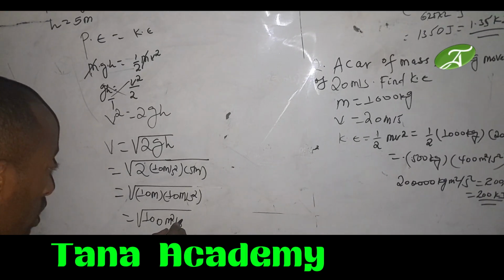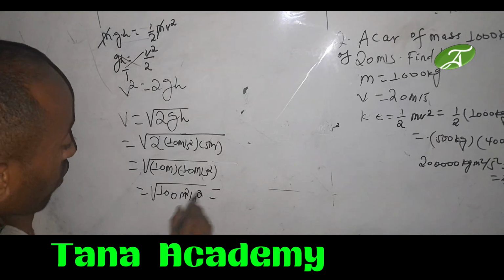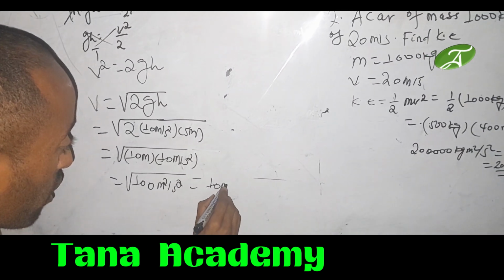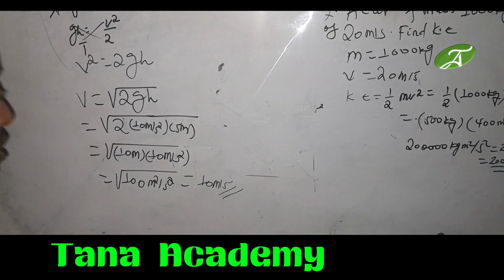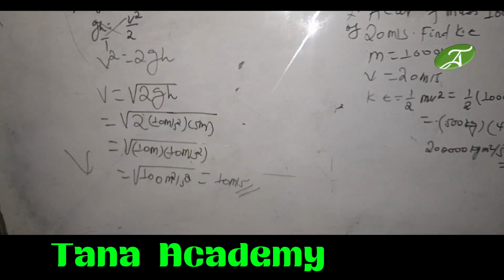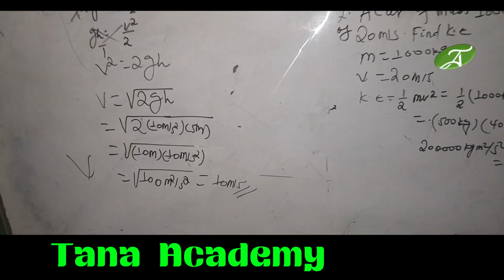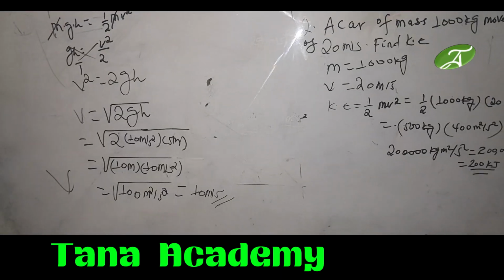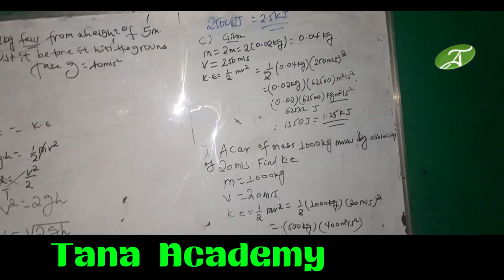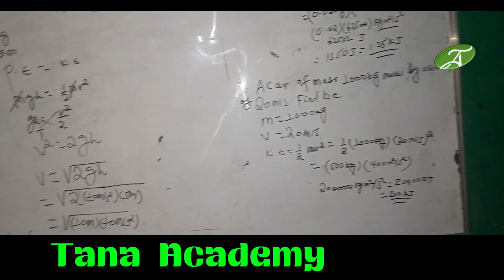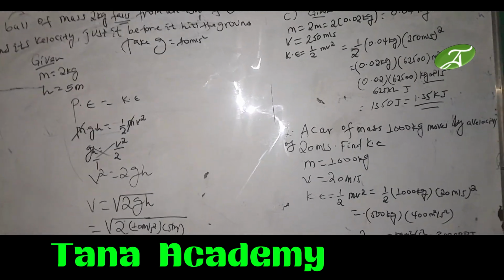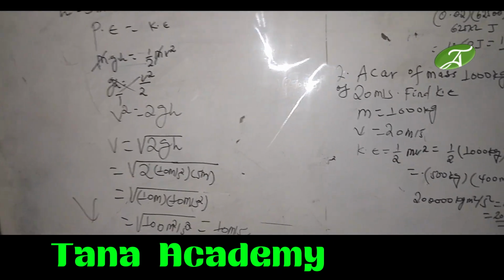meter square second square, which becomes 10 meter per second. Therefore, speed or v will be 10 meter per second. And let's dive into the next question. The fourth question: a body of mass 3 kg is at a height of 8 meter, moving with velocity of 4 meter per second. Find total mechanical energy.